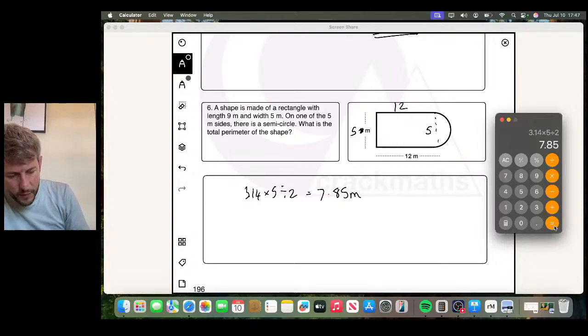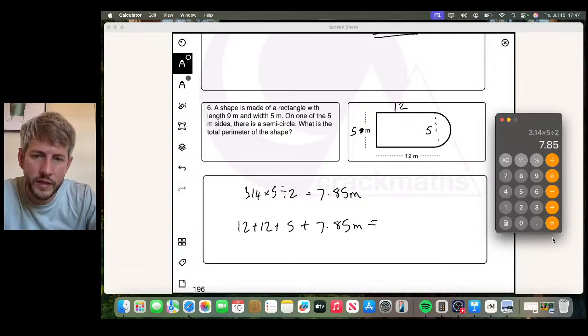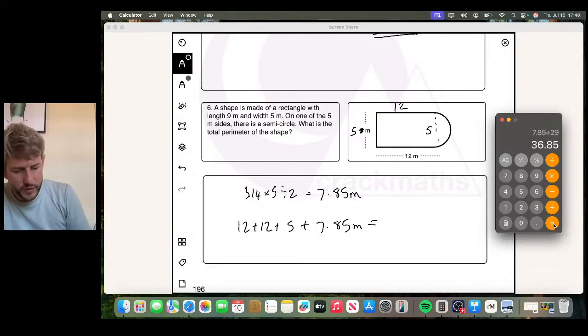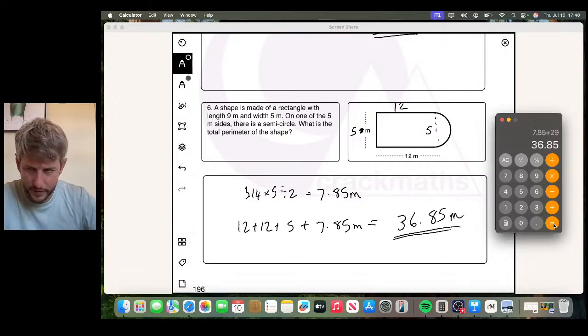Okay. So now we can add that to the rest. We've got 12, add 12, add 5, add 7.85. And let's see what this gives us. 12 add 12 is 24, add 5 is 29. So we're just going to add 29 to this. Here we go. So this will be 36.85. And that is meters because perimeter is still a length.